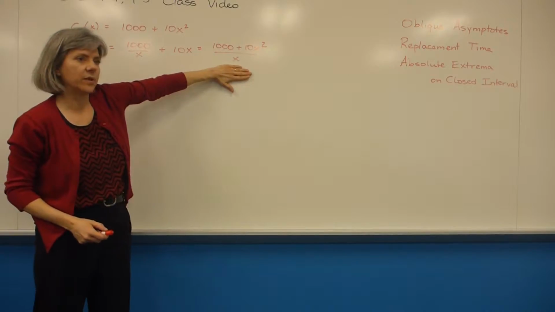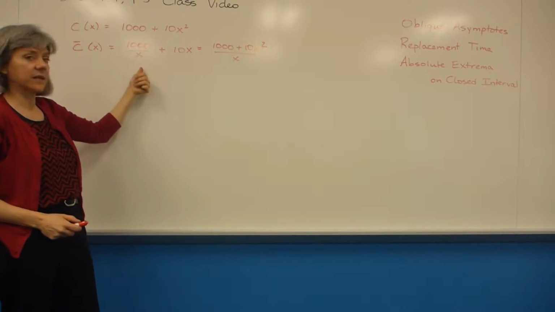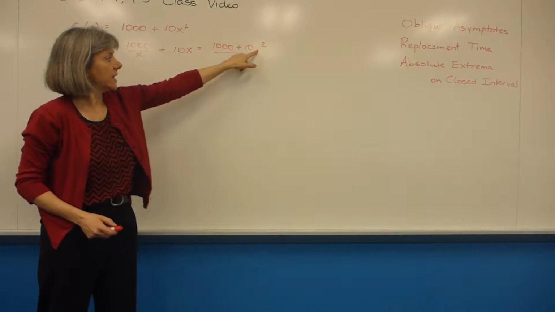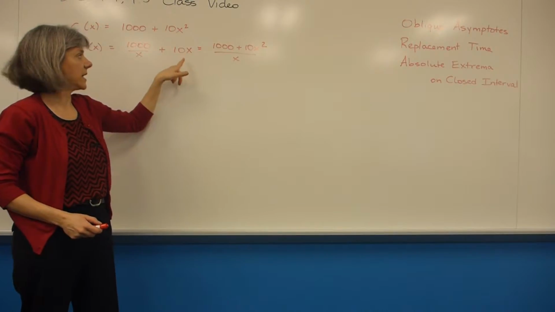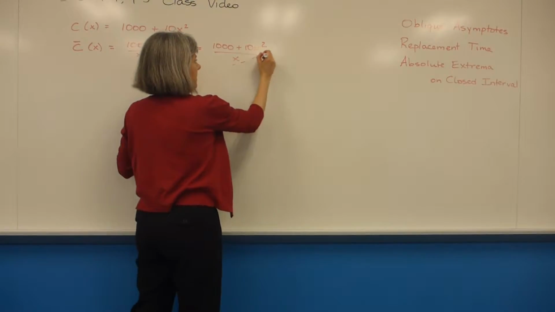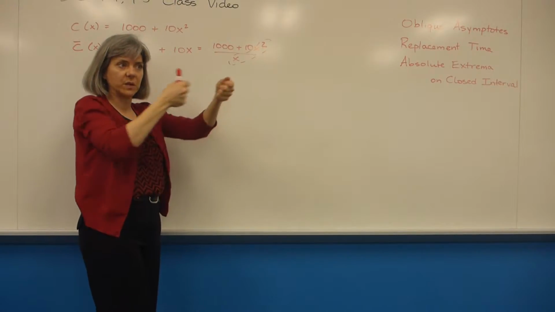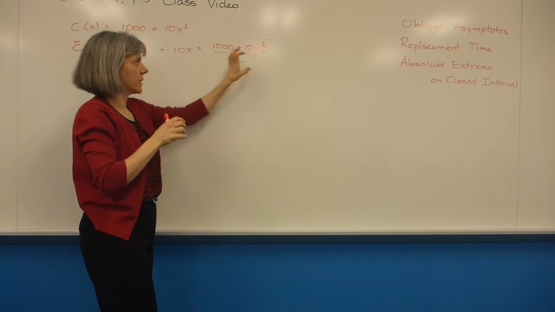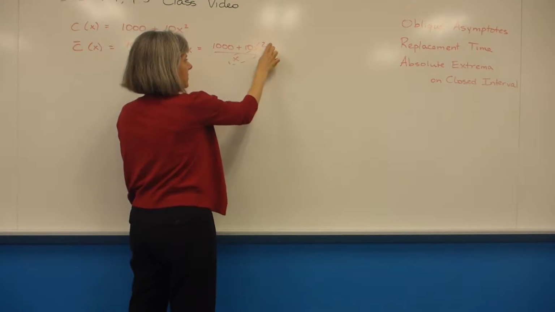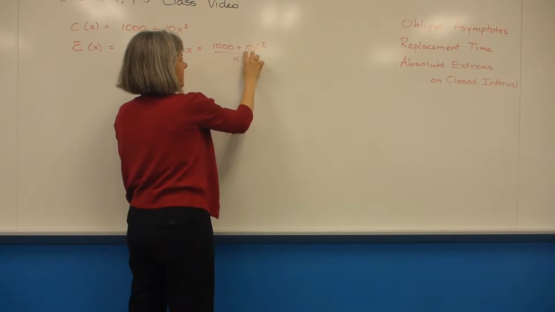So here I just divide the whole thing by x. If I split it apart, I still get 1,000 over x. And then 10x squared over x becomes 10x. This does not cancel by itself. We can split apart the numerator, but we can't just grab off random pieces to cancel.